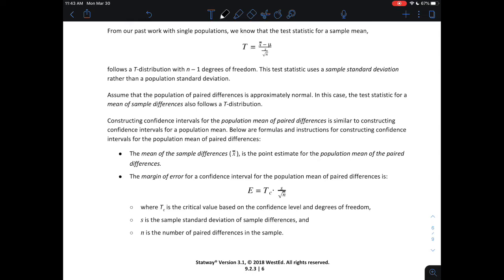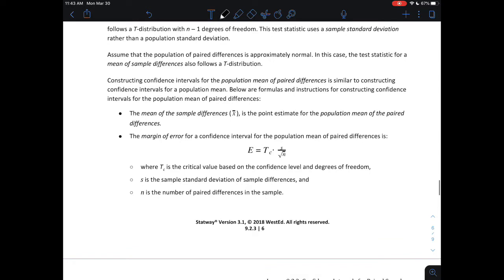So first, the mean of the sample differences, x bar, is the point estimate for the population mean of the paired differences. The margin of error for a confidence interval for the population mean of paired differences is the same formula we saw before. Capital E equals t sub c times the fraction s over the square root of n, where t sub c is the critical value based on the confidence level and degrees of freedom, s is the sample standard deviation of sample differences, and n is the number of paired differences in the sample.